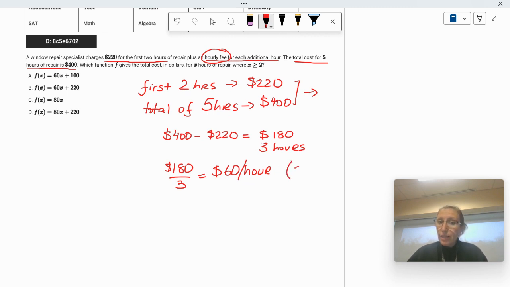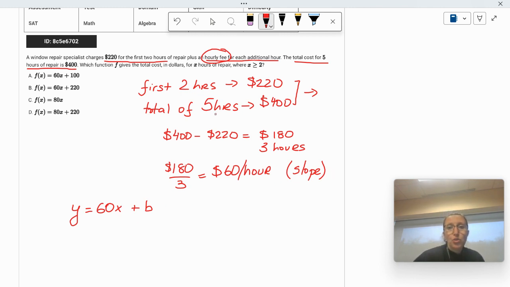That's what I pay for each additional hour. So this is actually the slope of my function. Right? Now I have to find the y-intercept. So my equation at this point is y equals 60x plus b. I have to find b. I do know for the first 2 hours I am starting with $220, but that is not the initial fee, right? That is not the y-intercept. That's not the starting amount because it's for 2 hours, not for one.